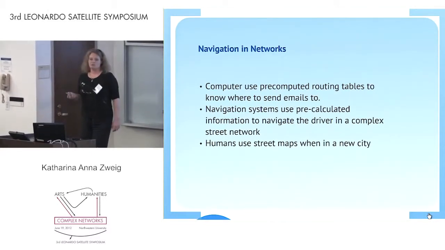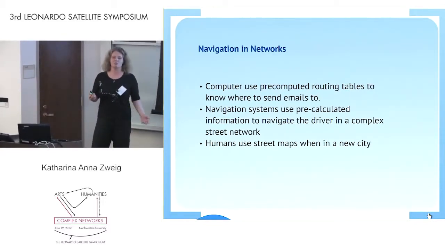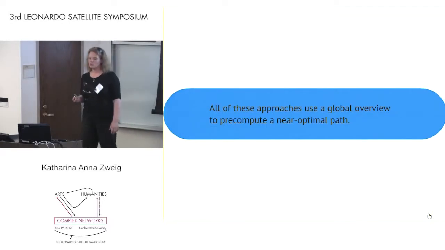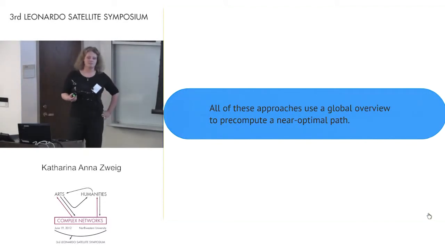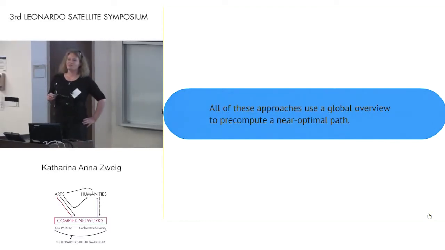And if you're a human, the first thing I did yesterday was to pick up a map, of course, of Evanston to get my way around. And again, here we have some global overview. There's some pre-computation. And with this, it's quite easy to find an optimal path. So the question is, what do you do if you don't have a global overview? Like if you have to navigate a social network.